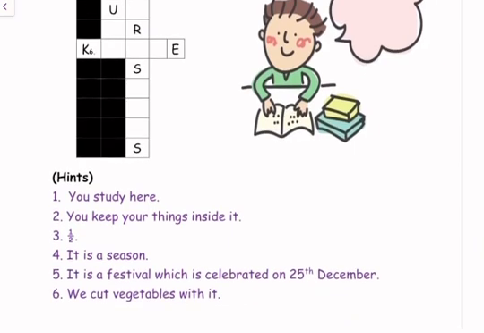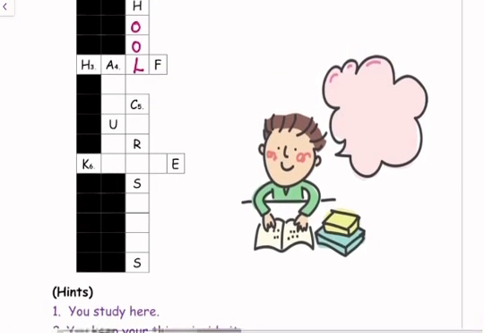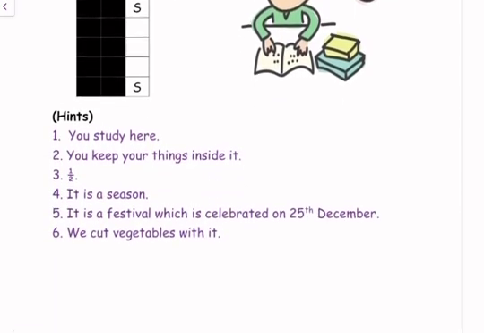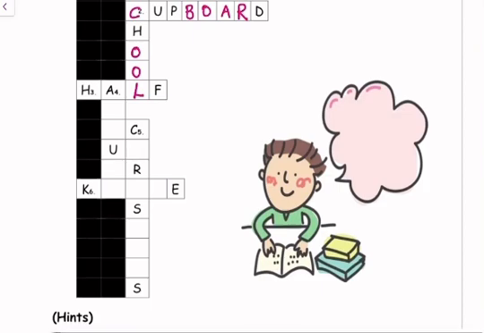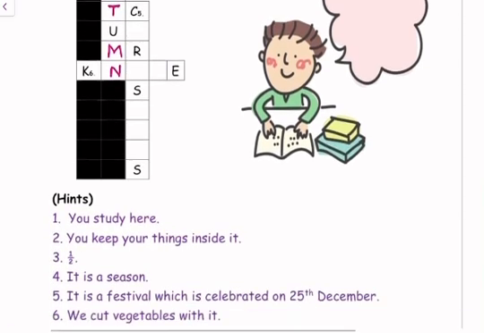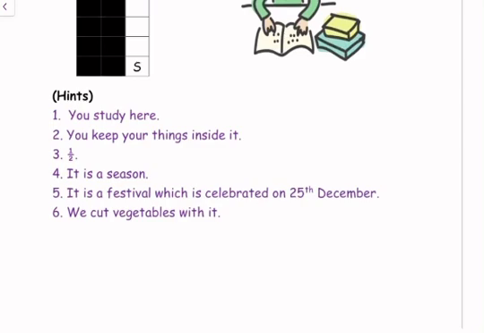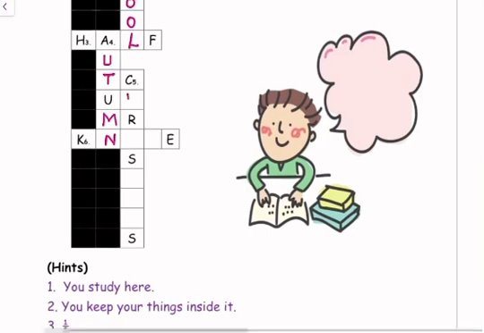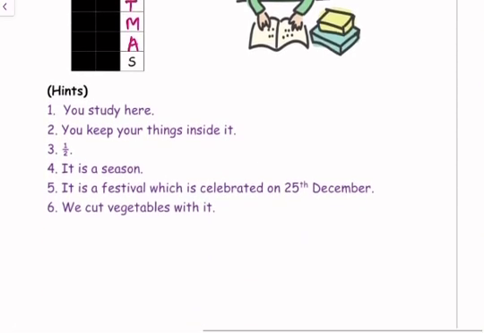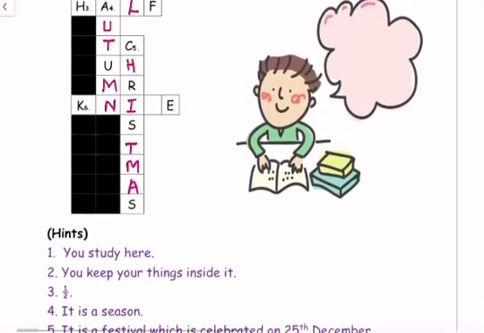Number 3. 1 upon 2 means half. HALF, half. Number 4. It is a season. Autumn. AUTUMN. Autumn. It is a festival which is celebrated on 25th December. Christmas. CHRISTMAS. And the last one is we cut vegetables with it. Knife.